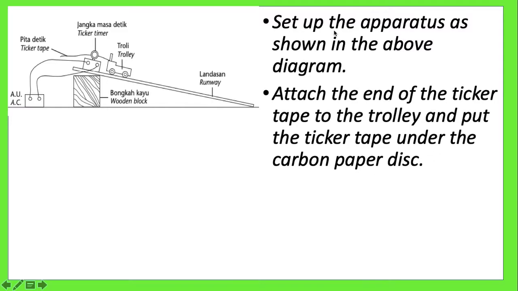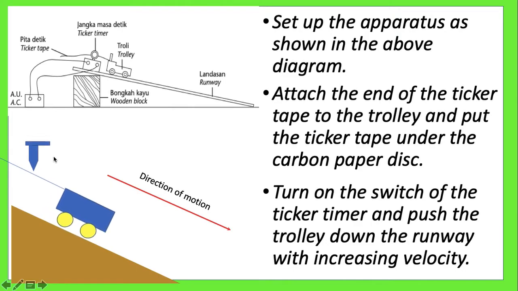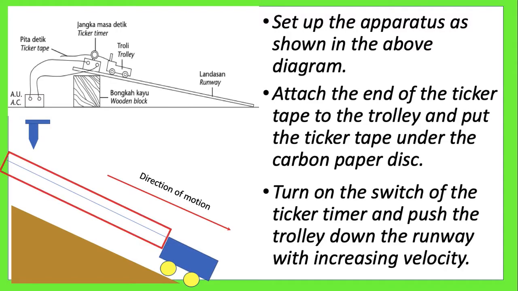Let's look at the procedure of this experiment. Set up the apparatus as shown in the above diagram. Attach the end of a ticker tape to the trolley and put the ticker tape under the carbon paper which is placed in the ticker timer. Then turn on the switch of the ticker timer and push the trolley down the runway with increasing velocity. At the end of the experiment, as a result, a ticker tape with dots is obtained.